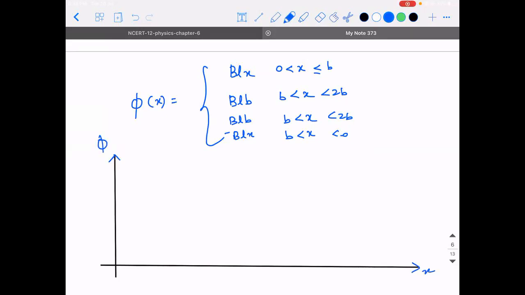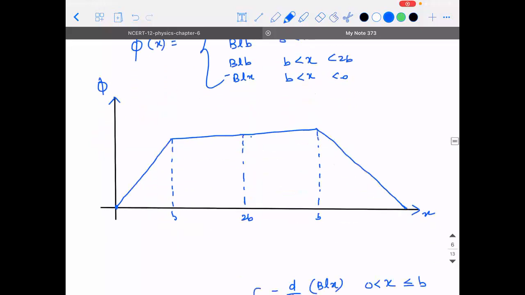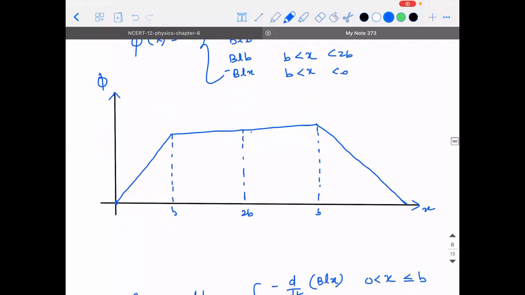So flux when x is 0 is 0. It increases till the value of B. From B to 2B, it is constant. And from 2B to B again, it is a constant. And from here, it decreases. Okay. So this is how the flux is going to be a function of distance. Please make a note of this point.